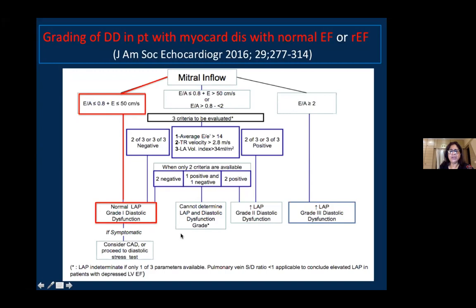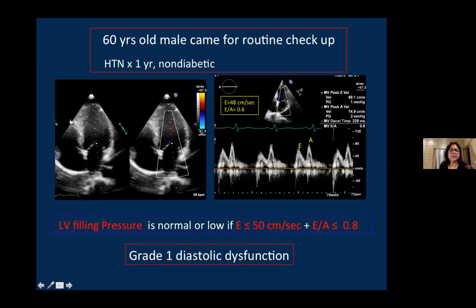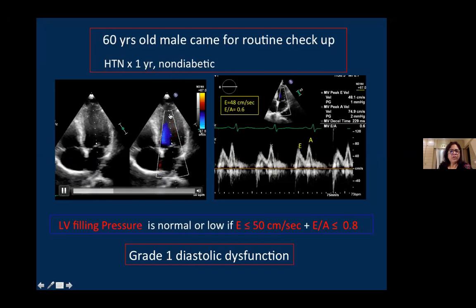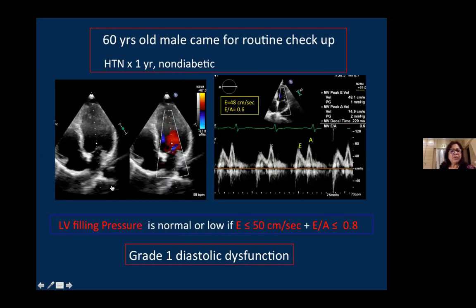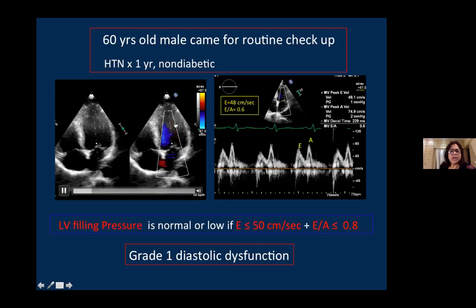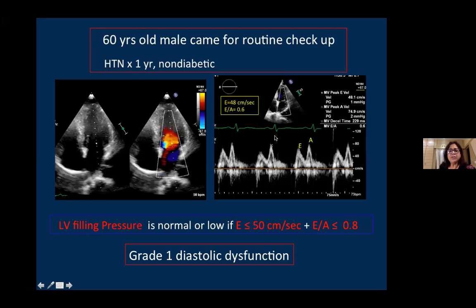I am showing you an example. This is a patient who is a 60 years old male, came for a routine checkup. He is hypertensive for the last 1 year. He is non-diabetic. Now, what I do, I put the color flow, get the cursor, place the sample volume at the level of the tip of the mitral valve leaflets, and get the pulse wave Doppler to get EA velocities. Look, E is less than A. E wave velocity is 48 centimeter per second.